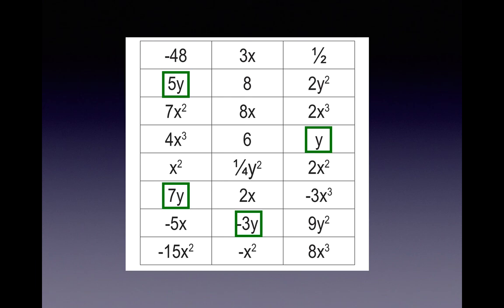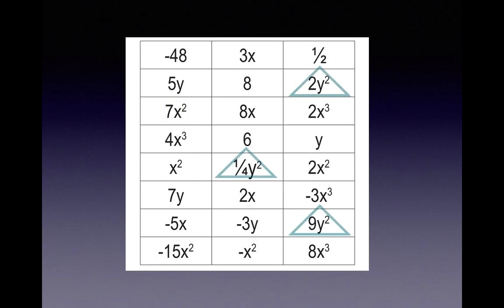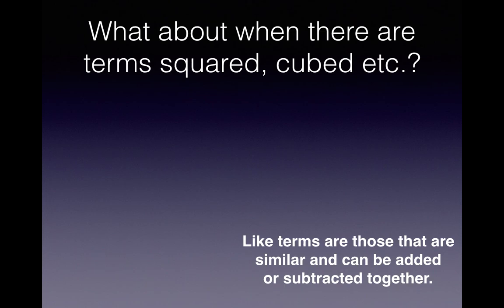They'd be different to everything else. Likewise, the x squareds are different terms to everything else. The y squareds are different terms to everything else, and the one I haven't got highlighted there are the x cubes. They're different terms as well. So how does that work when we're adding and subtracting?